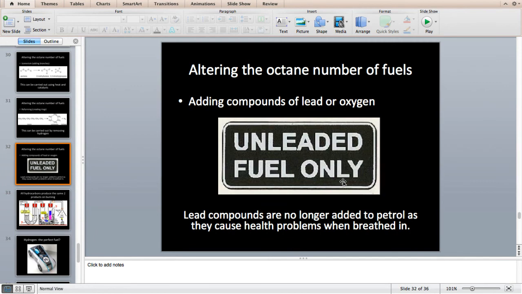Also, girls, you can add lead or you can add oxygen-based compounds. Now, leaded gas isn't sold anymore because it's too dangerous. It's really bad for your health and was leading to a lot of problems with asthmatics and people with chronic illnesses and things like that. So there's no longer leaded engine fuel. Now they add oxygen-based compounds to increase the efficiency of fuels as well.